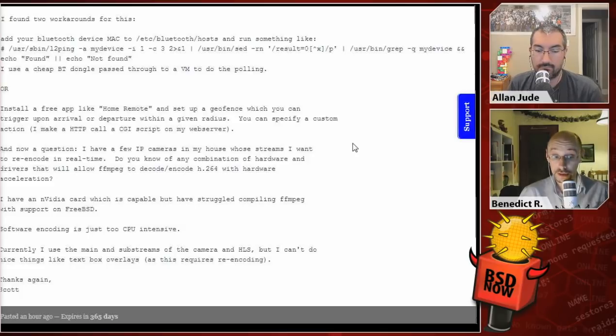Okay, and now a question. I have a few IP cameras in my house whose stream I want to re-encode in real time. Do you have any combination of hardware and drivers that will allow FFmpeg to decode or encode H.264 with hardware acceleration? I've never actually tried to get it going under FreeBSD. But I've looked at the libva QuickSync that's built into many Intel CPUs.